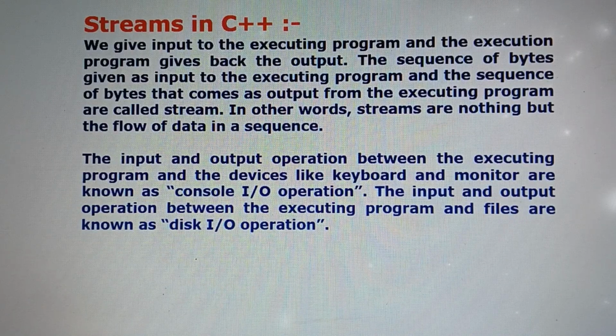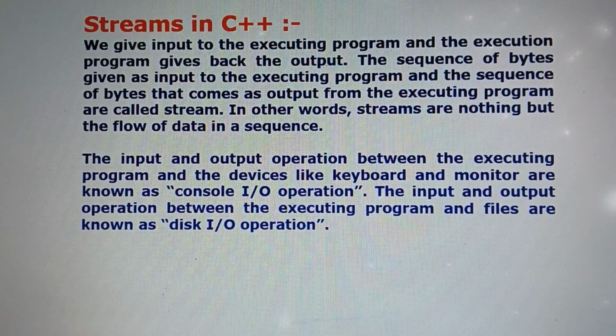The value which you have taken for input, or the output we got from the computer, that is the streams in C++. The input and output operation between the executing program and devices like keyboard and monitor are known as console input-output operation. The input and output operation between the executing program and files are known as disk input-output operation.